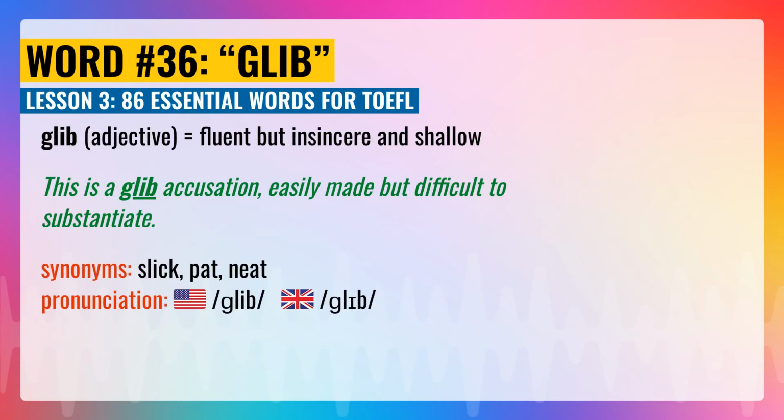36th word: glib. Glib means fluent but insincere and shallow. For example, this is a glib accusation, easily made but difficult to substantiate.